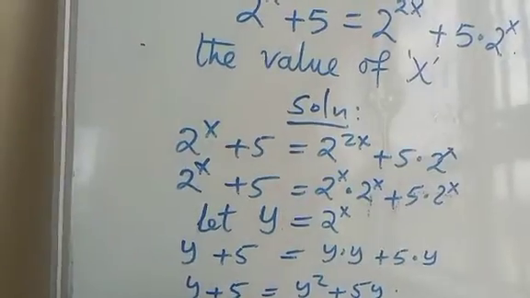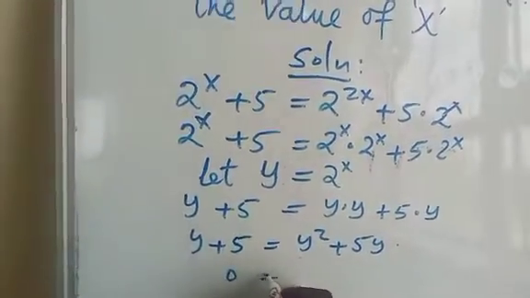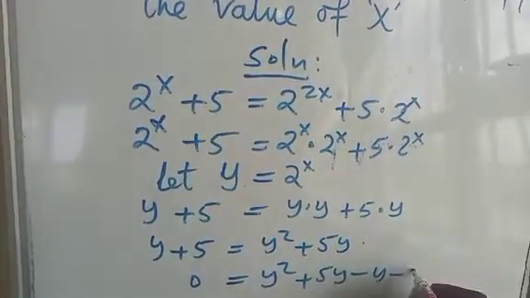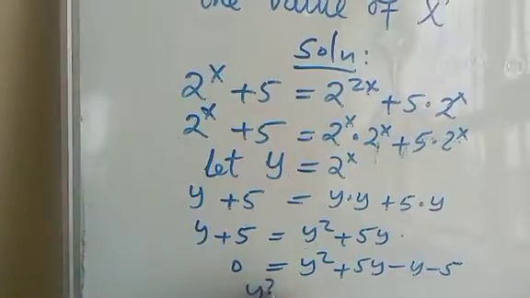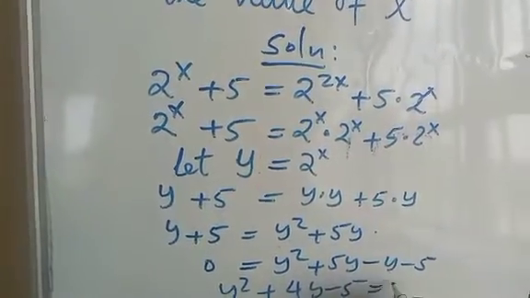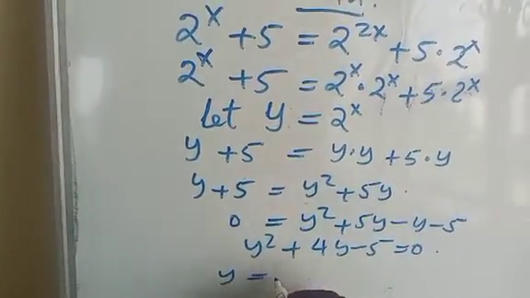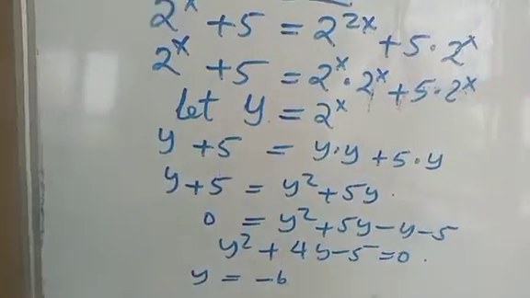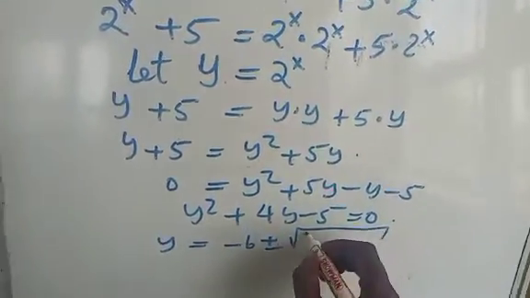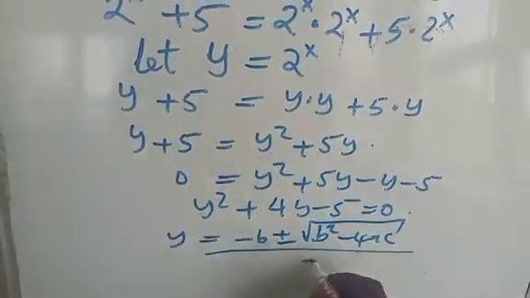So we can transfer this to the right side. So we remain with 0 = y squared + 5y - y - 5. So this one will be y squared + 4y - 5 = 0. So here we can solve for y by using the general formula of the quadratic equation: negative b plus or minus the square root of b squared minus 4ac, over 2a.